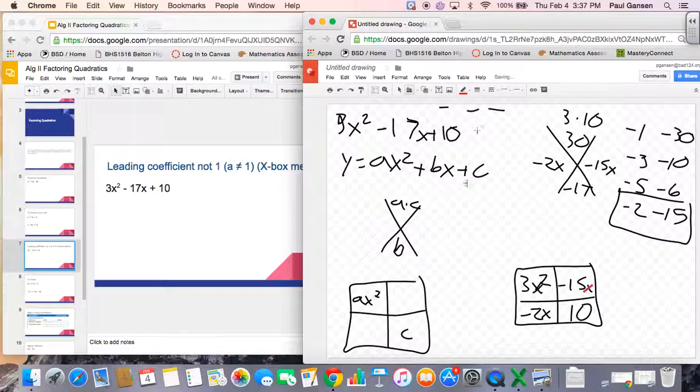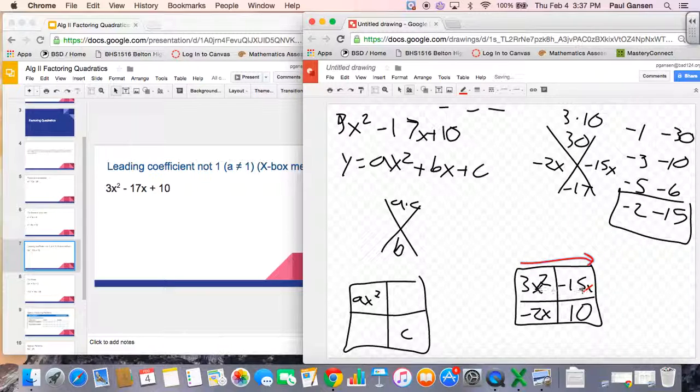I'm going to use a slightly different color next. Yeah, that's fine. We'll leave that to be red. All right, so it doesn't matter where you put these. The 2x can go here, the 15x can go here, and vice versa. It does not matter. But here's what we're going to do now. Going in this direction to start out with.